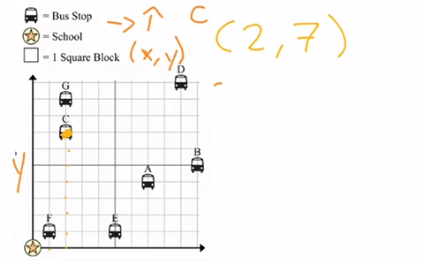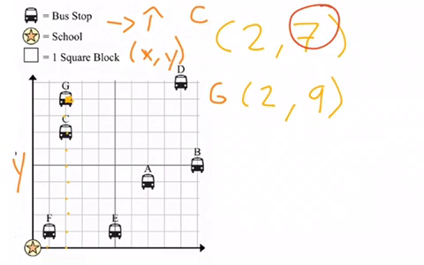Now I want to find the coordinates of bus G. I'm going to do the same thing. I'm going to hop over on my x-axis, so 1, 2, and then up on my y, 1, 2, 3, 4, 5, 6, 7, 8, 9. Now, when I'm looking at these coordinates of C and of G, it looks like their x point is the same, but their y point, 7 and 9, is not.